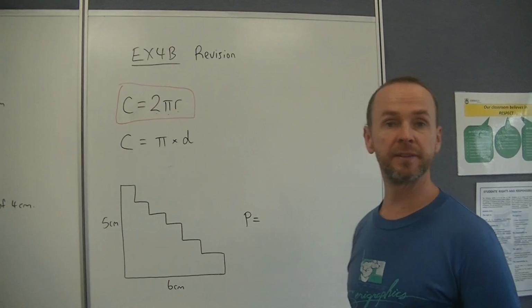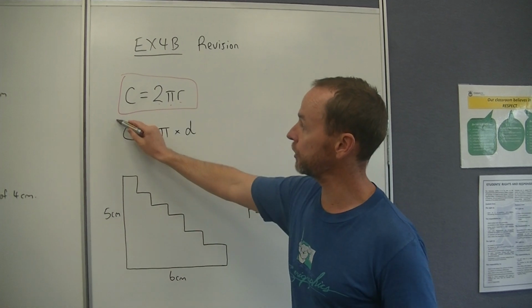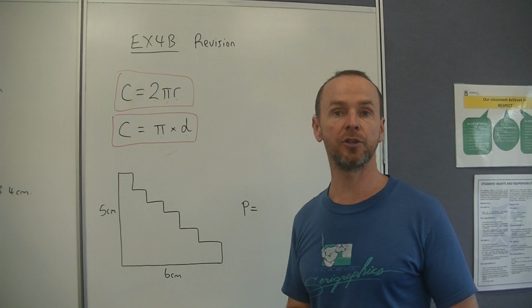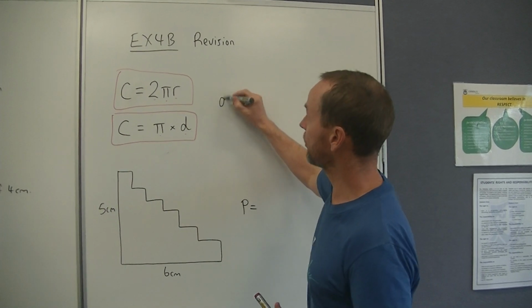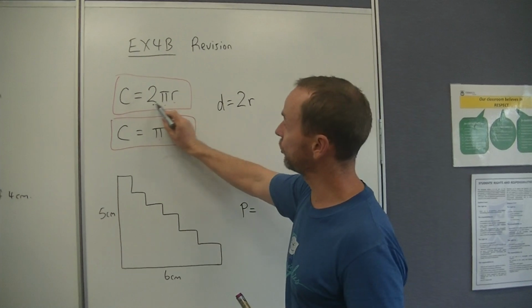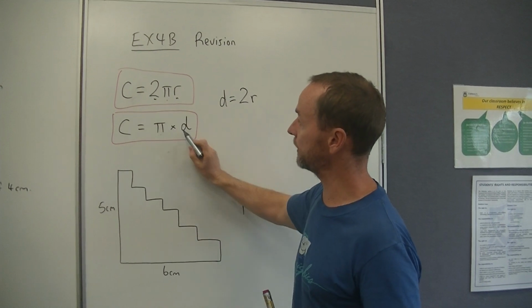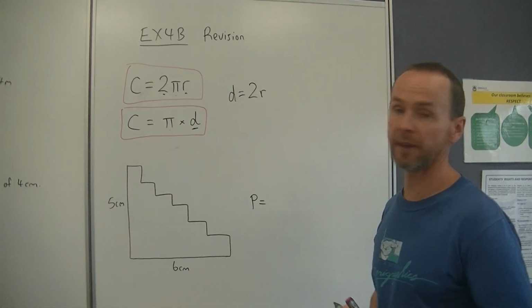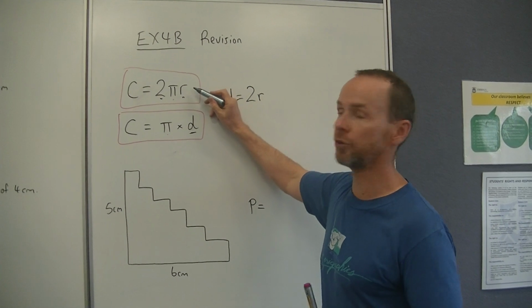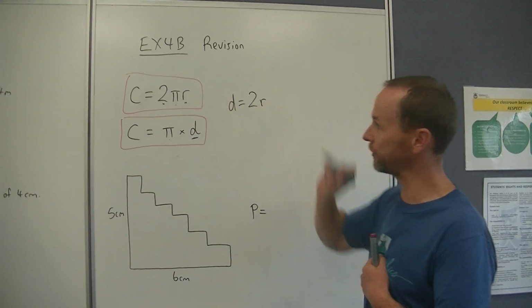There's another formula that's exactly the same. You can also use this one, circumference equals pi times d, and d is the diameter. And if you remember, the diameter equals 2 lots of the radius. So 2 times radius, those two multiplied together equals d. So they're the exact same formula. You can use either one. I just choose to use 2 pi r all the time.